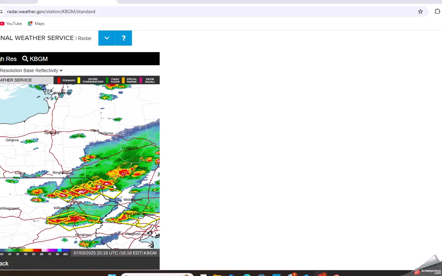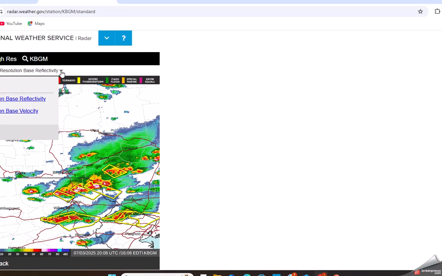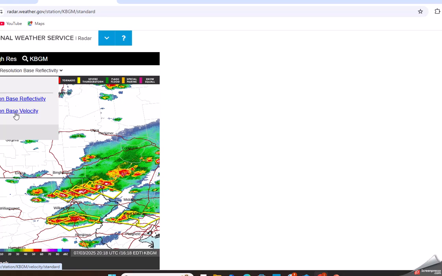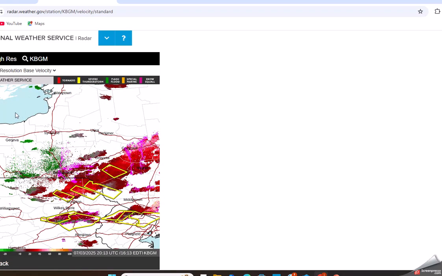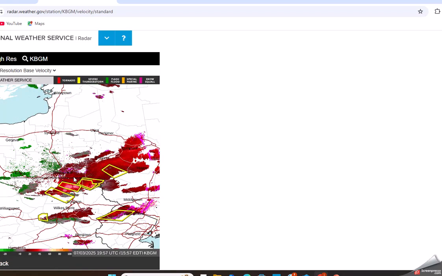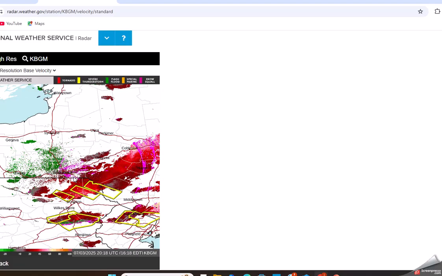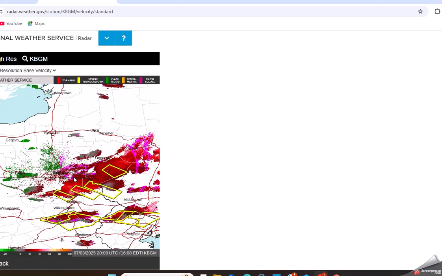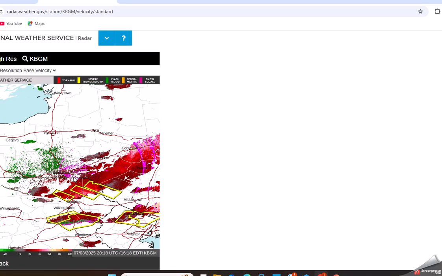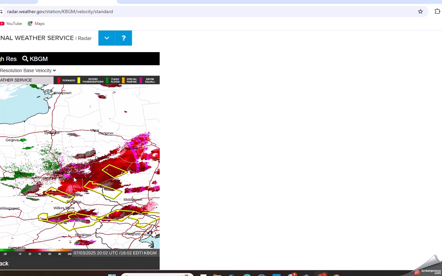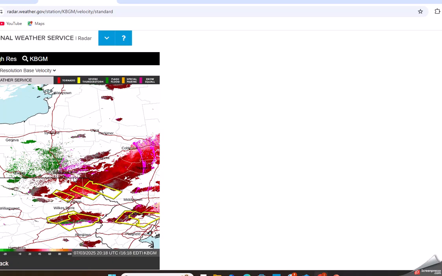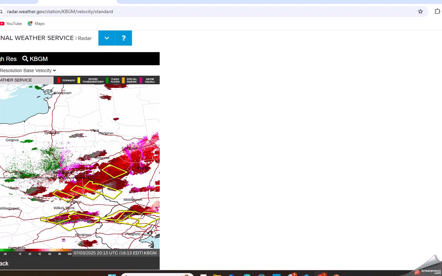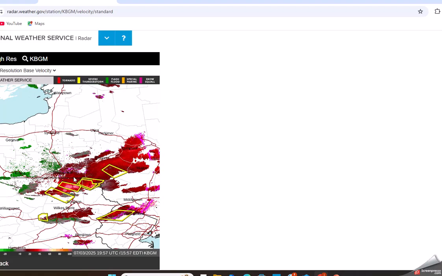So let's take a look here and see if we can see a couple other things about this. Here is velocity. All right, velocity. Think about it, when a train passes or a car passes you, you hear the sound change. And that's all that we're doing here. We're looking at the frequency change of that pulse of energy that we're sending out from the radar.